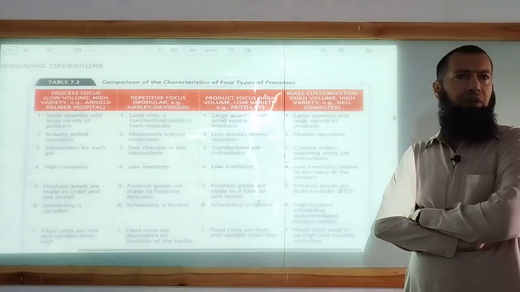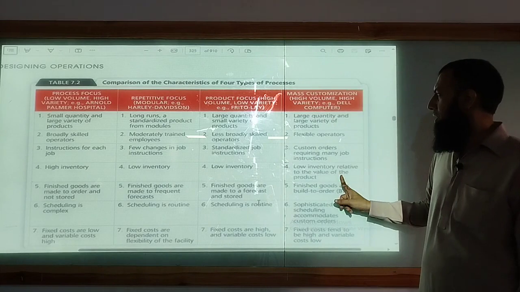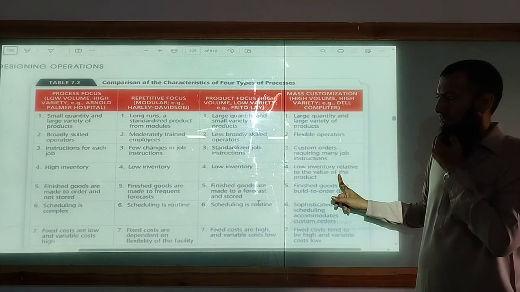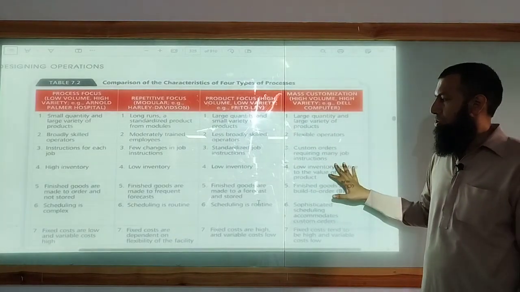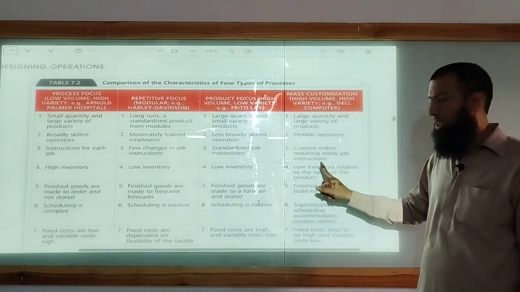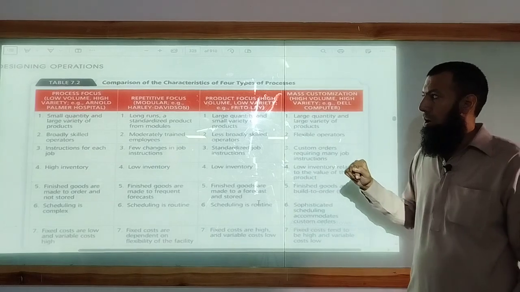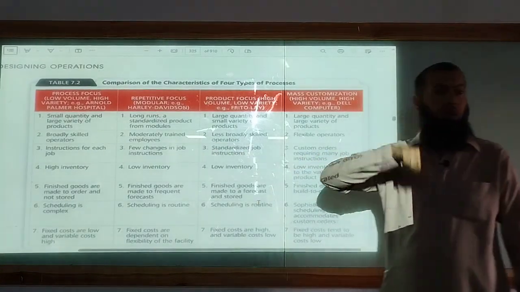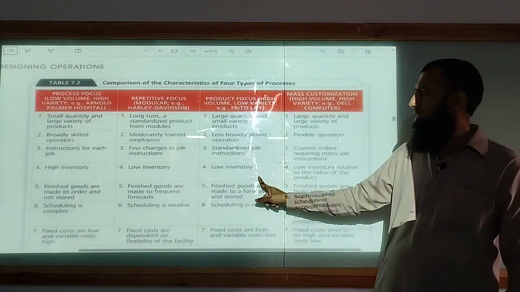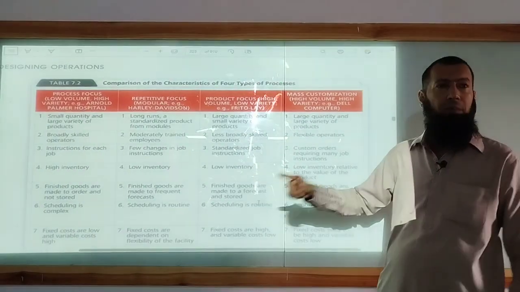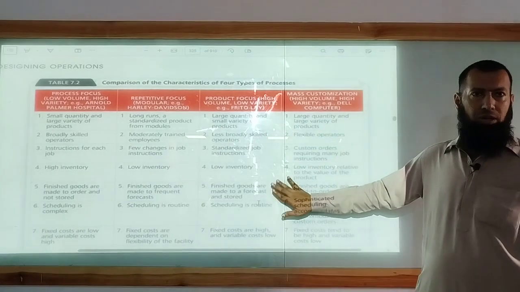The most important one, if I talk about, can be the high inventory, low inventory. Okay, so you need to know the inventory is a huge cost. So over here you see in the mass customization you have low inventory, though you have a large volume. Very interesting. Over here you see you have the low volume, but you keep the high inventory. Over here you see you have the large volume, but you keep the low inventory. Low inventory. And that is a tricky part actually.